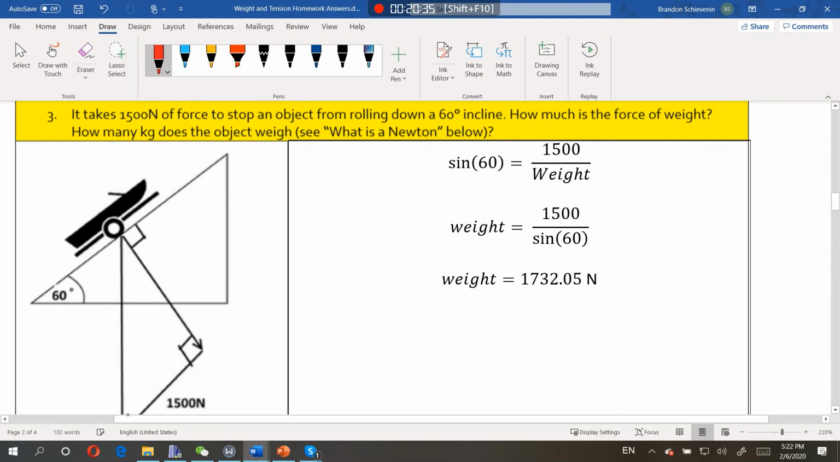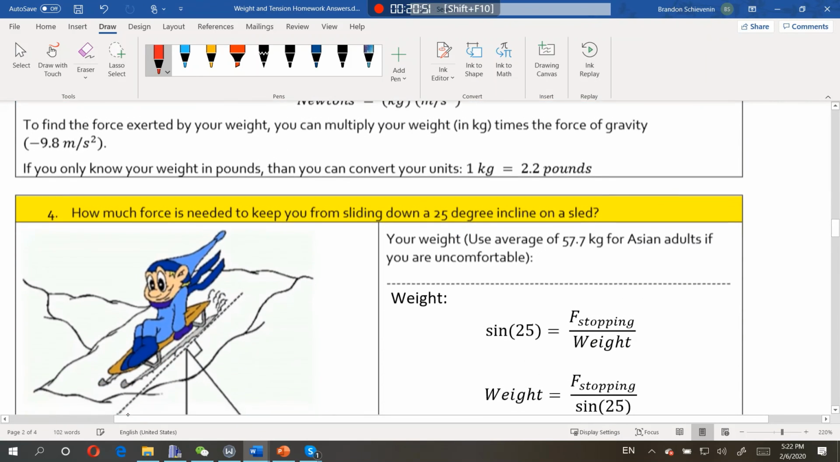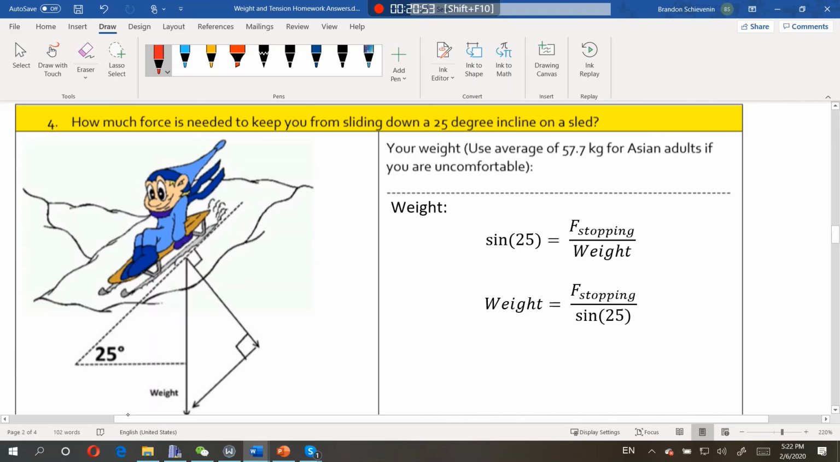If I have a 1500 Newton force that's stopping my object from rolling down a 60 degree incline, then I can set up my sine relationship again. So this time I'm solving for my weight. So the sine of 60 equals 1500 over weight, and then solve for weight. Okay, and then we did the same thing with your own weight. So your answers are going to vary on this one based on what you said your weight is.